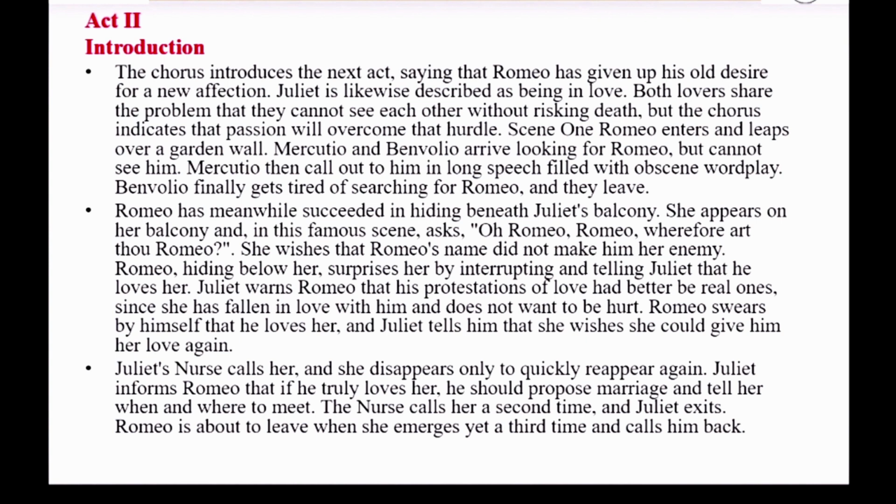She appears on a balcony and in this famous scene asks, "O Romeo, Romeo, wherefore art thou Romeo?" She wishes that Romeo's name did not make him her enemy. Romeo, hiding below her, surprises her by interrupting and telling Juliet that he loves her.